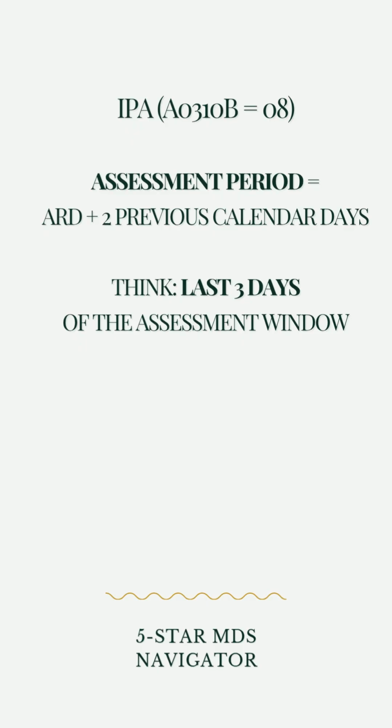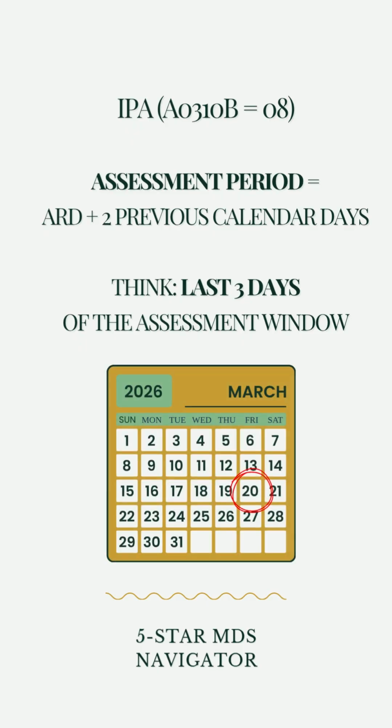For an interim payment assessment, or an IPA, the Section GG assessment period shifts. You are no longer capturing admission baseline. Instead, you are looking at the last 3 days of the assessment window, which includes the ARD and the 2 previous calendar days. This is one reason it is so important not to use an admission mindset on every assessment.